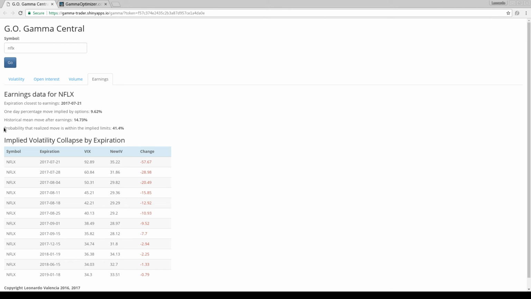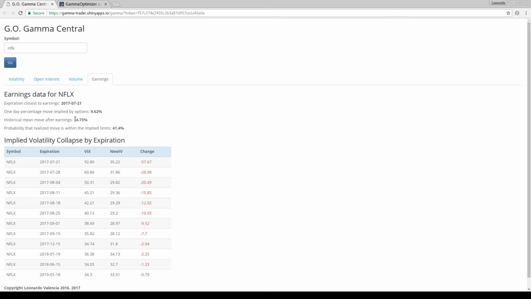And I throw a particular statistic at the bottom, which is more complex than just the mean. This is using the mean and standard deviation for historical earnings, and it's telling you what are the odds that the move tomorrow or later tonight is going to fit within this interval. So the odds are lower than 50%. So there is a chance that Netflix might move more than what options are implying. However, take this with a grain of salt.